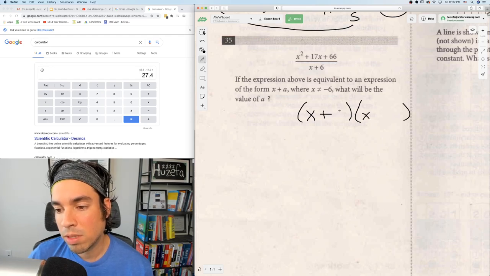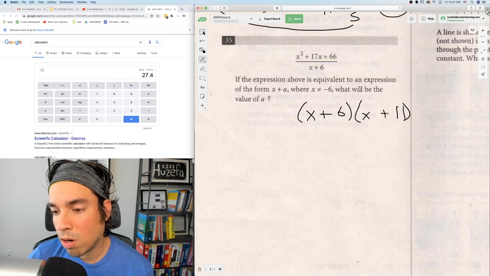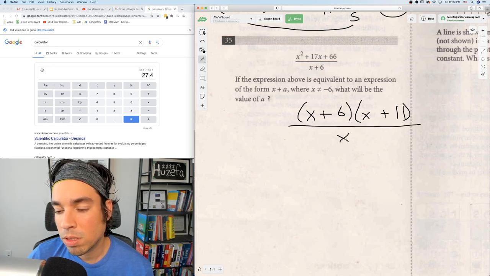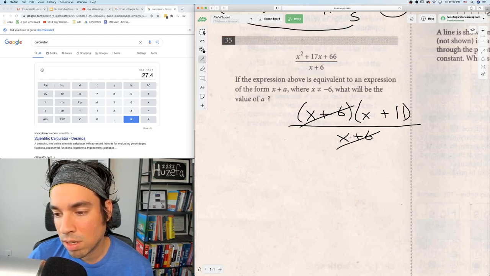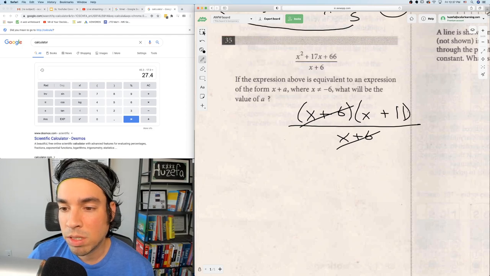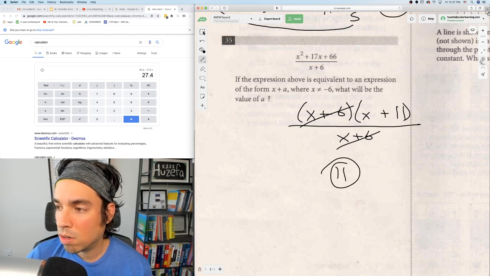That is 6 times 11, and that happens to work out, right? 6 times 11 is 66. 6 plus 11 is 17. Then we go over x plus 6. We can cancel, and that's why they say x cannot equal -6, because that would zero out the denominator. X plus 11 is what remains. X plus a. A, therefore, is 11.